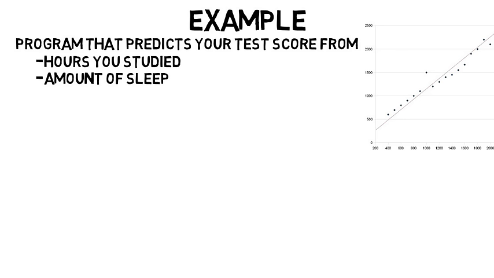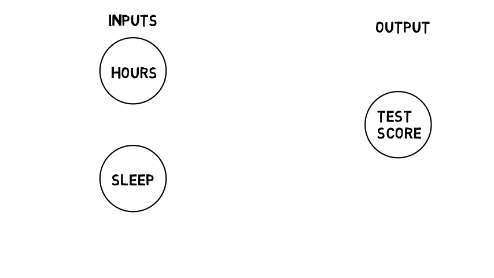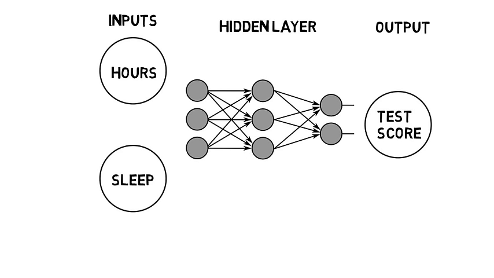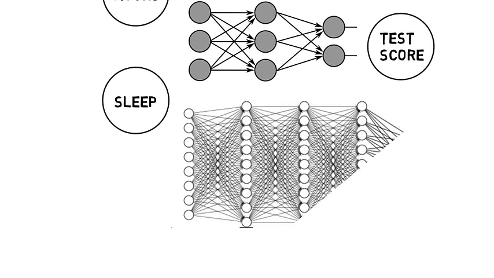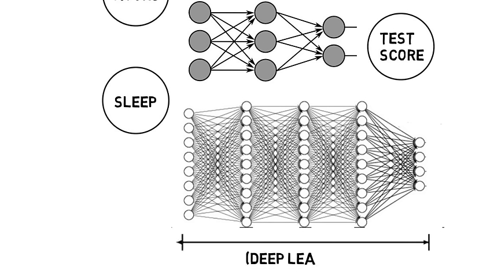But that's not learning, because you gave the program the prediction equation. So how can we make a program that learns? Well, you have your inputs, and in our case it would be just two, hours of studying and hours of sleep. And then there's the output, in our case it would just be the test score. Then in between those are the hidden layers. Hidden layers can have a few layers, or they can be really big. These deep layers are where the term deep learning comes from.